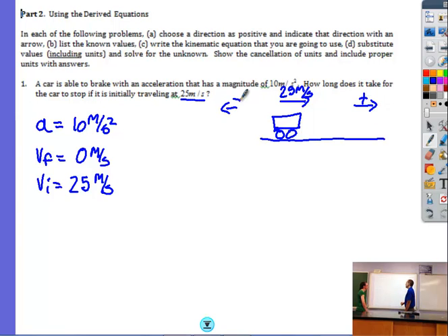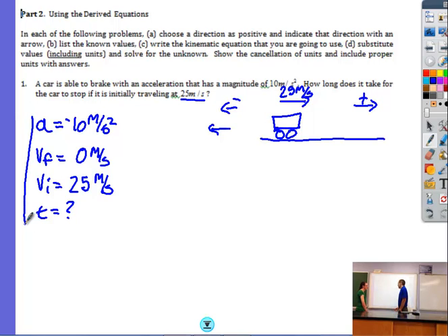Now which way is my acceleration? If they're stopping, it's going to be negative, correct? Because it's got to accelerate against the velocity, which is in the positive direction. So I'll make acceleration negative, and our initial velocity is positive. Now, we're supposed to figure out how long it takes for the car to stop, so the unknown in this list is t. T is unknown. Now, I have 4 variables: vf, vi, a, and t.